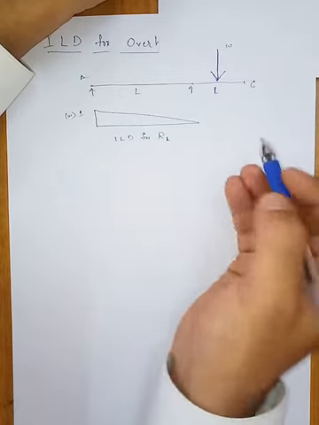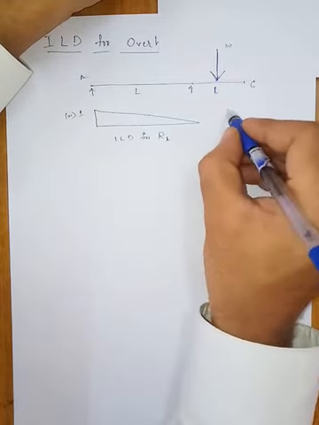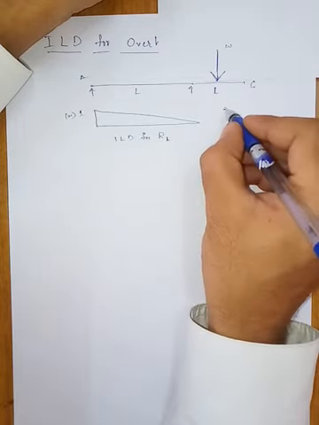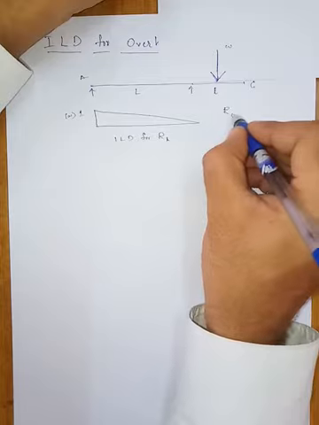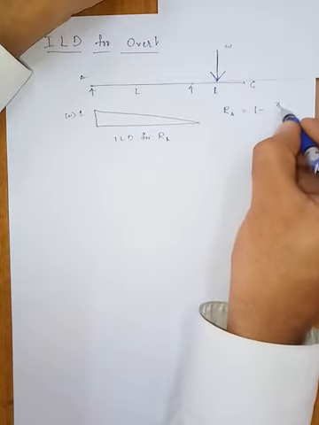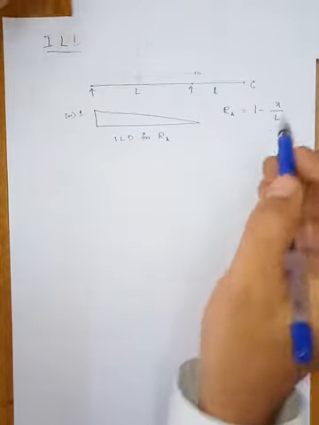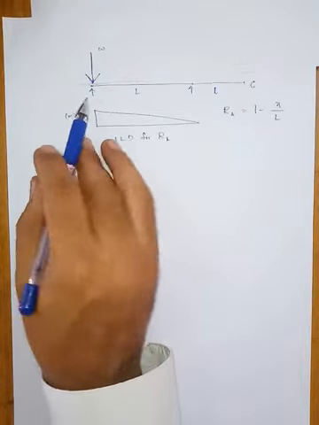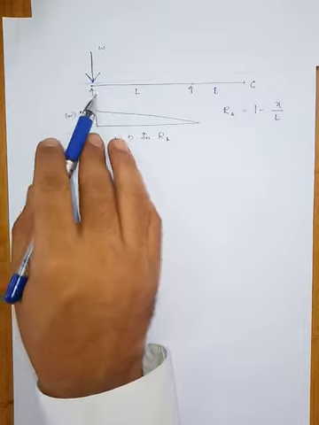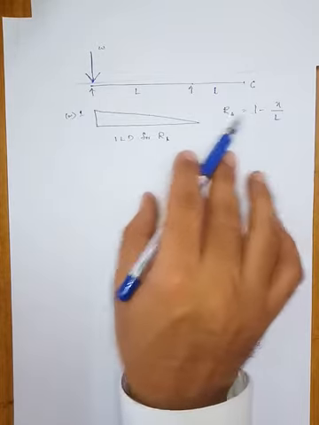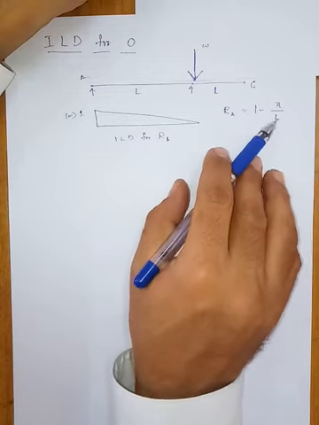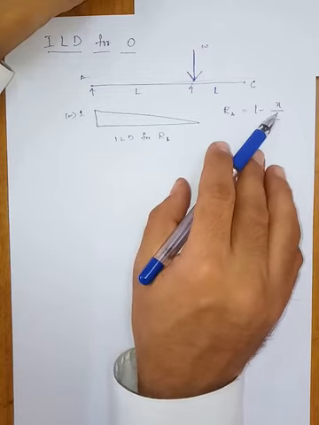And if there is an overhanging portion, then when the load moves in the overhanging portion, what happens? The ILD for support reaction RA is equal to 1 minus x upon L, if x is measured from the left. When x is 0, it would be 1. When x becomes L, L by L cancels and becomes 1, so 1 minus 1 is 0.